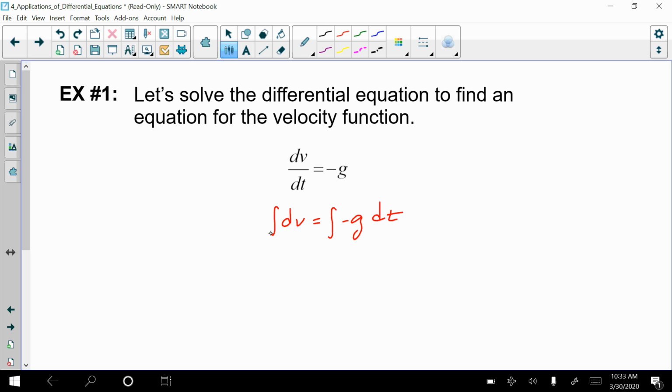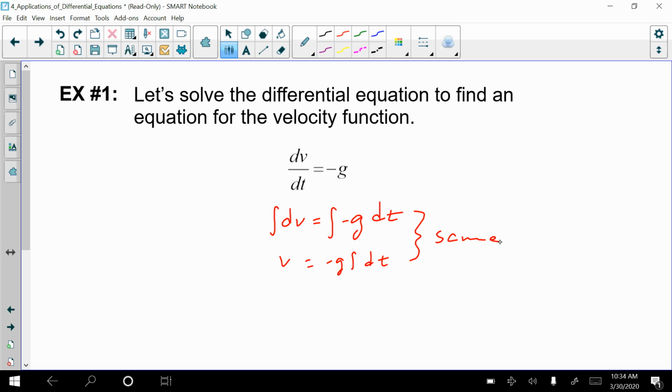So on the left side, when we take the integral of dv, that's just going to give us v. And on the other side, if it makes a little bit more sense, you can take the constant out and just say that we're taking the antiderivative of dt, or you can leave it there, because these two things on the right essentially are the same thing.